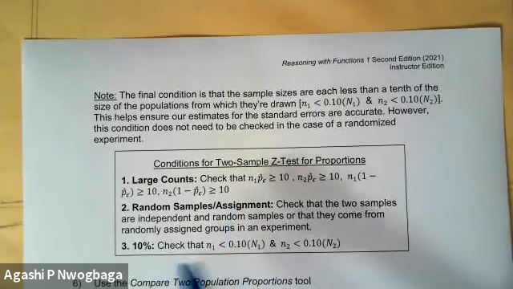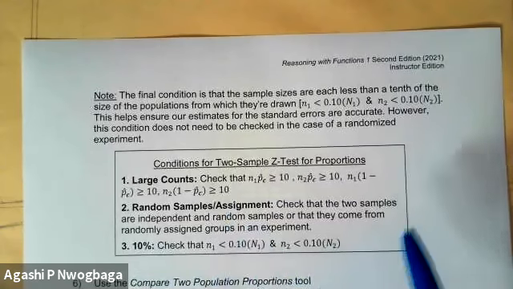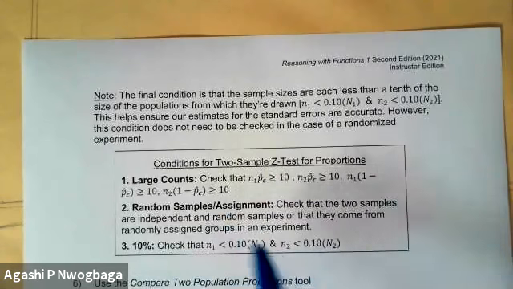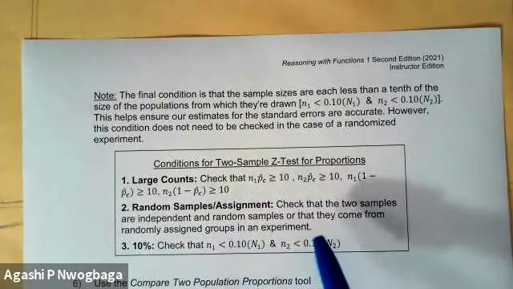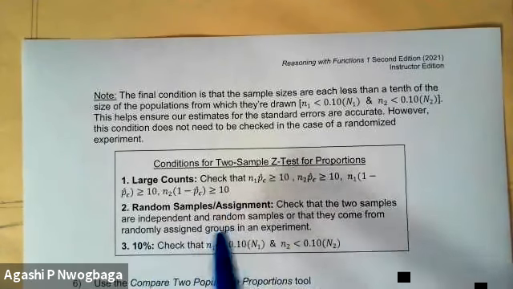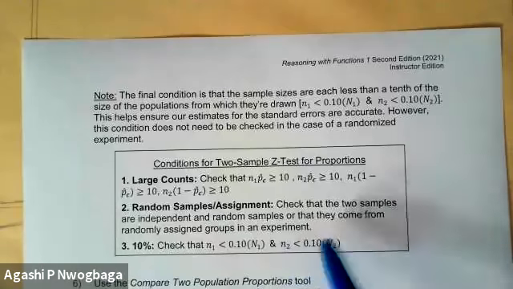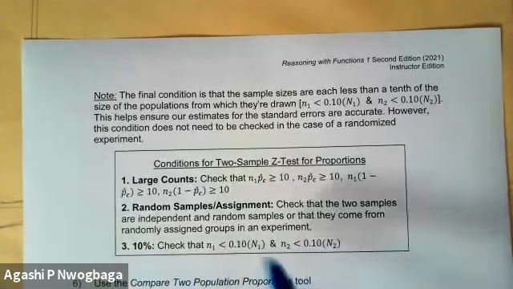The second condition is to check random samples or assignment. Check that the 2 samples are independent and random samples, or that they came from randomly assigned groups in an experiment. Let's say that again. Random samples / assignment. Check that the 2 samples are independent and random samples, or that they come from randomly assigned groups in an experiment.